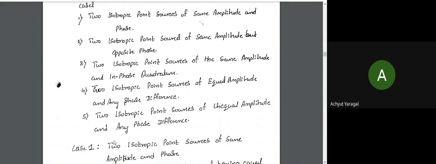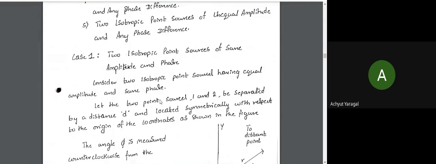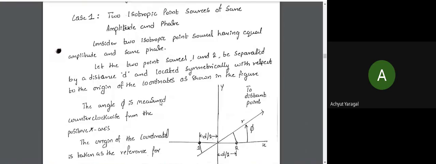So let us begin with the first case. If we are clearly able to understand it, that will be sufficient for us to further familiarize with the second, third, and fourth cases. So let us understand the first case: two isotropic point sources of same amplitude and same phase, having equal amplitude and the same phase.